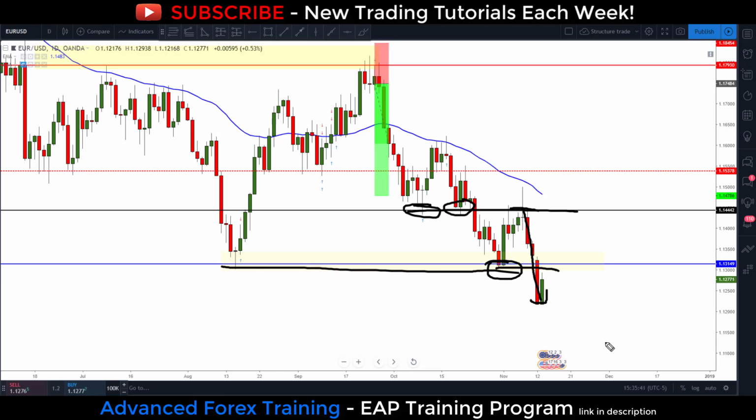And what did we use in order to make this prediction? Nothing more than trend and structure. You see, having a mastery level understanding of those two concepts can increase your ability to make accurate predictions tenfold.